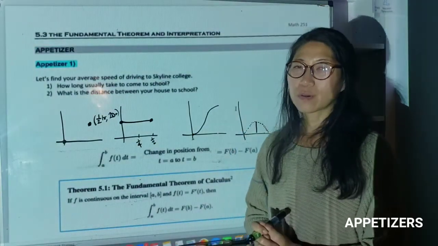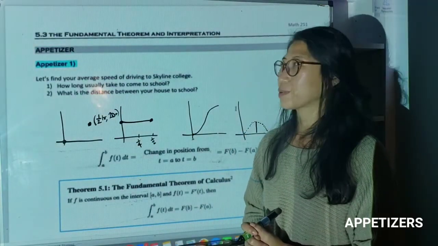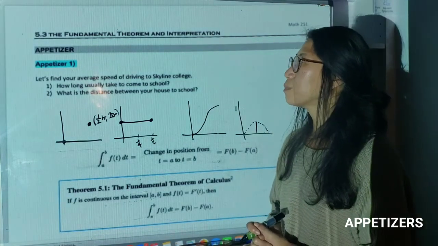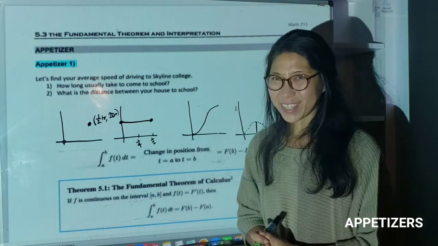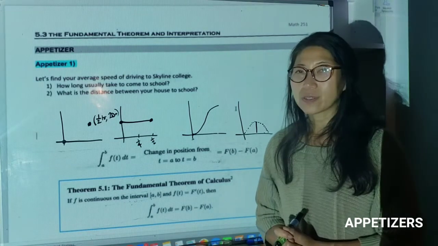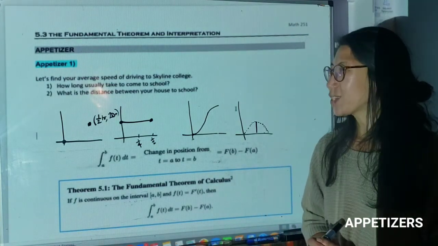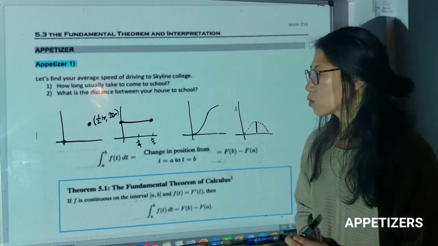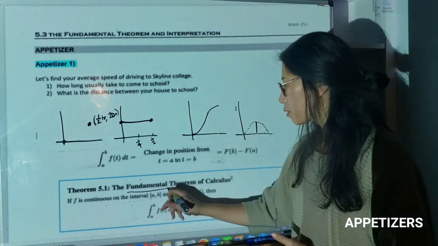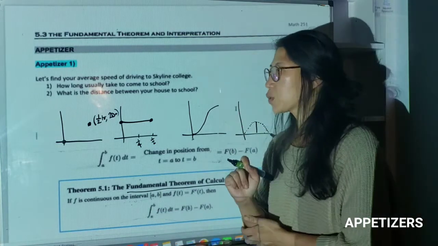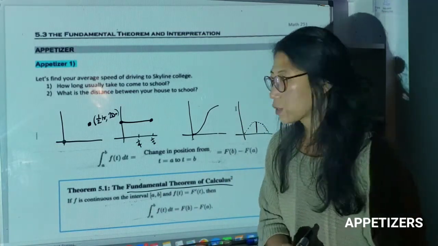Today we are going to talk about a very important theorem in calculus, which we call the fundamental theorem of calculus. And we are also going to study what it means. I'm going to explain it to you with the first appetizer questions. Before I explain the fundamental theorem of calculus, let's review the relationship of what a derivative means.